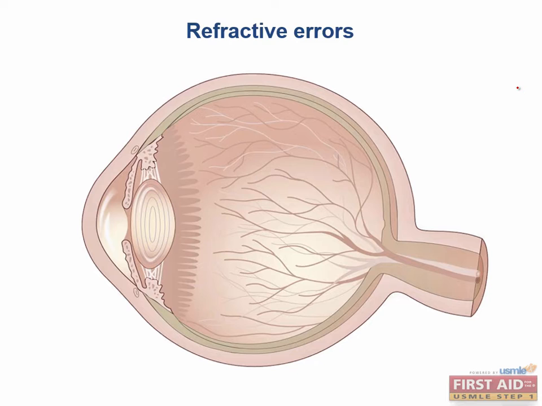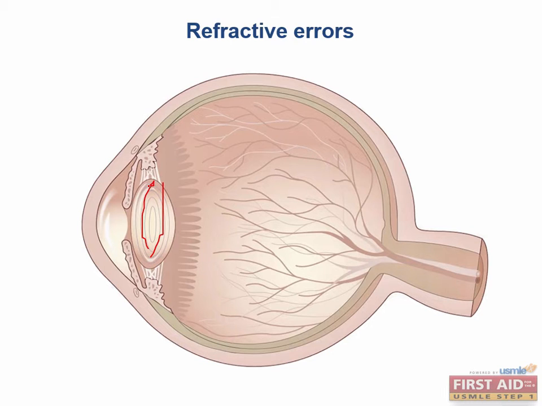Although the USMLE does not test very advanced ophthalmology, you can expect to be tested on some common conditions. So it's important to know that near vision is achieved by the ciliary muscle contracting. This relaxes the lens so it is more convex. By the same token, distance vision is achieved by the ciliary muscle relaxing. This contracts the lens, flattening it.